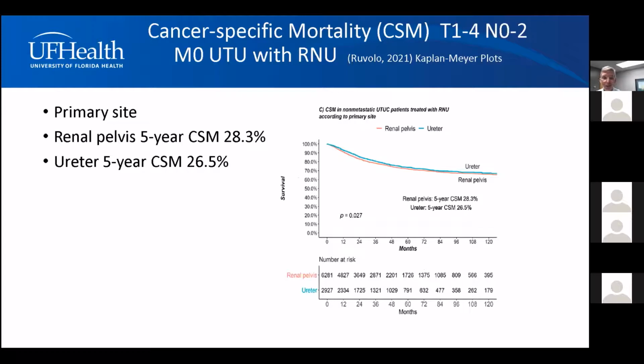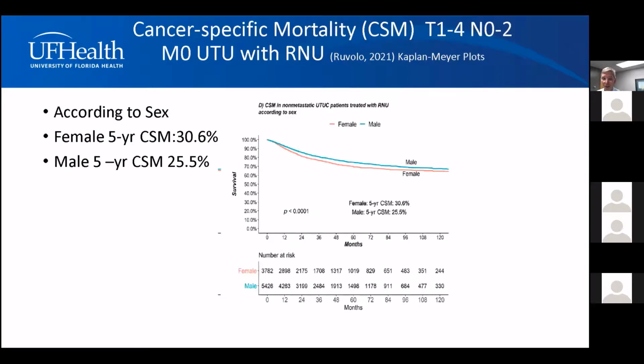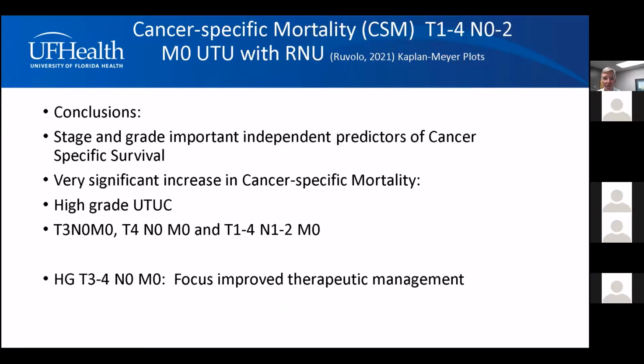So there's no difference in cancer-specific mortality from this study between the renal pelvis and the ureter. Female status is similar. Conclusions: the stage and grade are important independent predictors of cancer-specific survival. Very significant increase in cancer-specific survival in high grade upper tract UC and then the T3, T4 disease. So again, focus our improved therapeutic management on this group of high grade T3, T4.